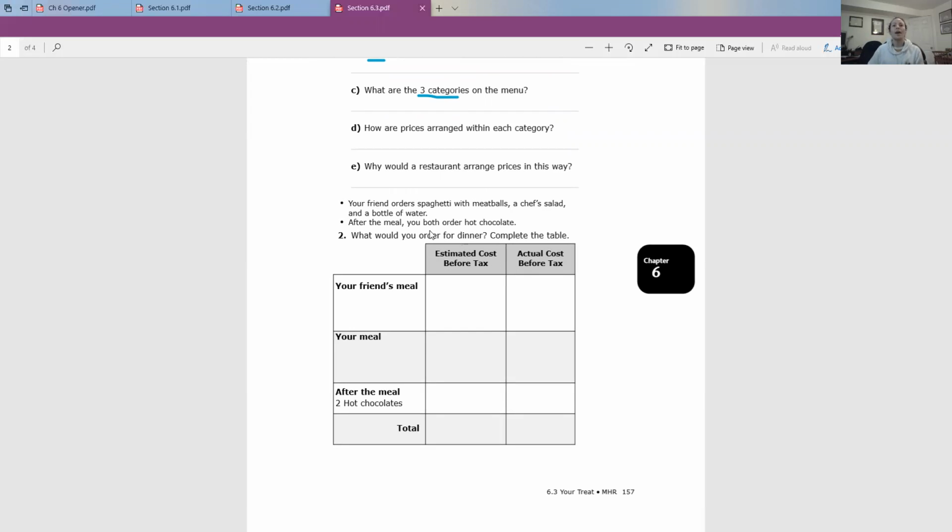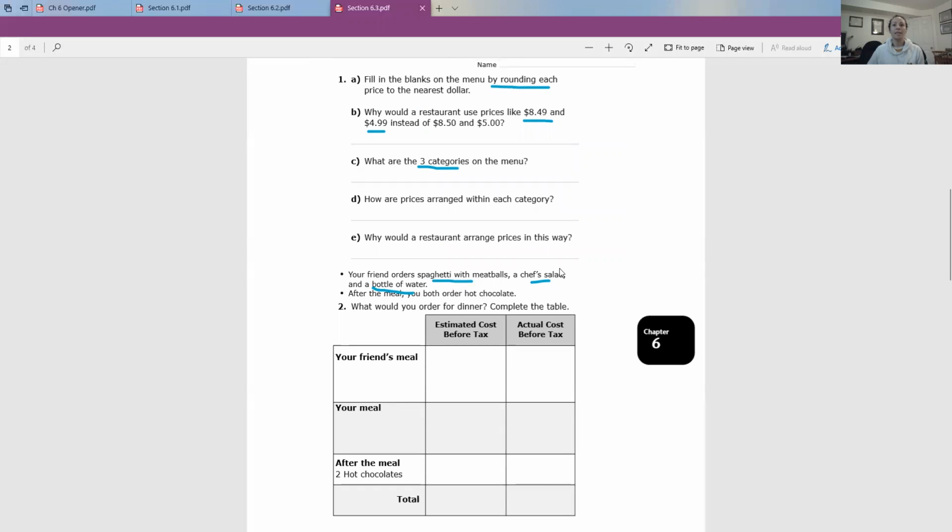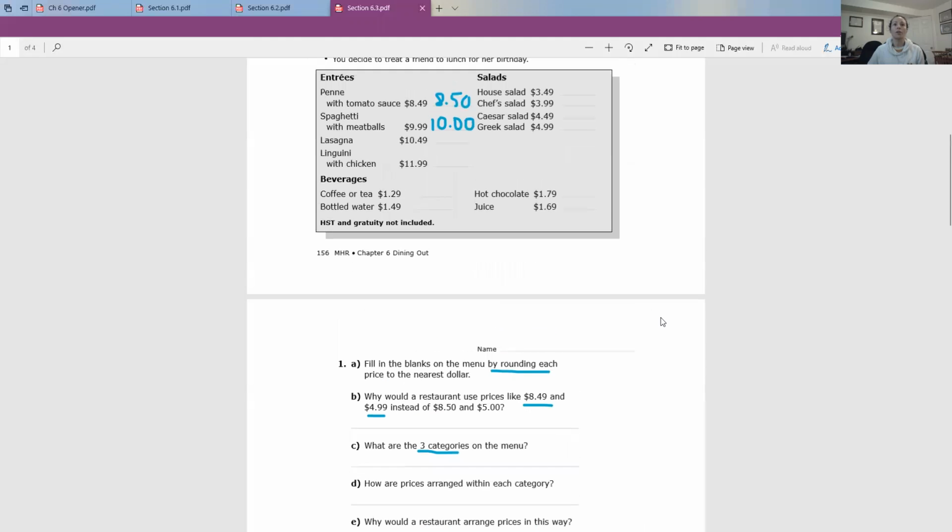It says that your friend orders spaghetti with meatballs, a chef's salad, and a bottle of water. After the meal, you both order hot chocolates. So you're going to write down your friend's meal and the estimated cost before tax, and then the actual cost before tax. So we're not going to put the tax in just yet. I'll kind of start you off with the friend's meal, and for your meal, you can pick your own items.